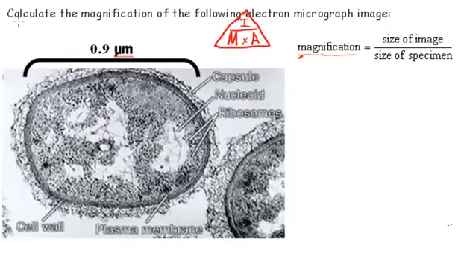So let's see what this question is asking. It says calculate the magnification of the following electron micrograph image. So here I have a picture. You don't even have to care exactly what the picture is showing, but for all intents and purposes here, it seems like it's a bacterial cell. I can tell that because there's a cell wall here, nucleoid region, no nucleus, some ribosomes, plasma membrane, all the things that are good in a bacterial cell.